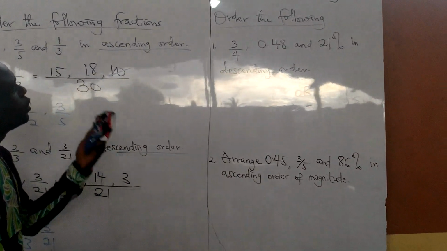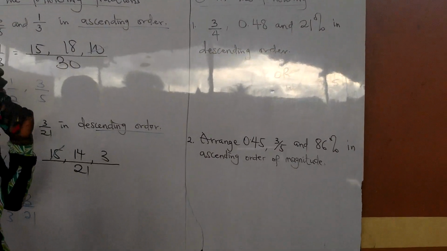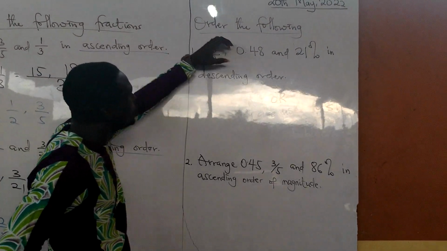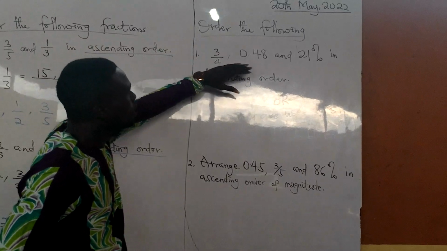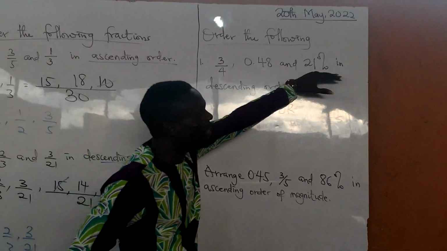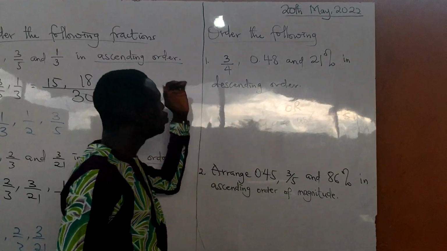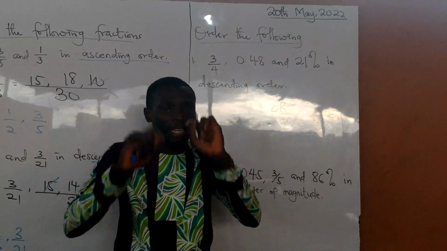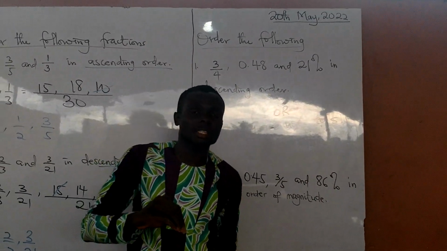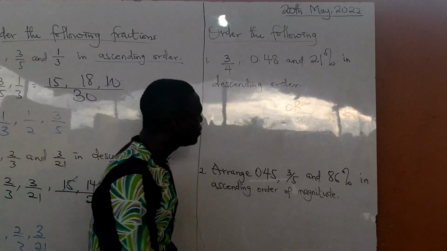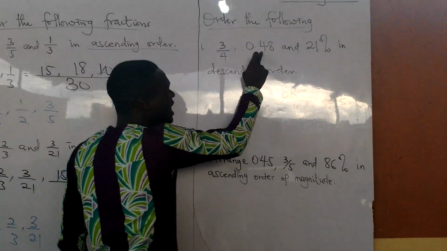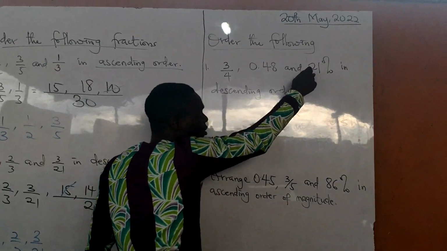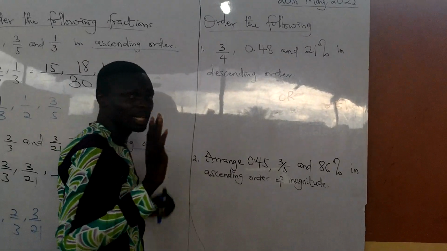Now let's continue by looking at ordering the following. When you look at this question carefully, you have a common fraction, you have a decimal, and you have a percentage, and you have to descend it. Now you cannot descend or order if these are not in the same form, because you can't compare this one to this if they are not the same. Neither can you compare this one to this if they are also not the same.